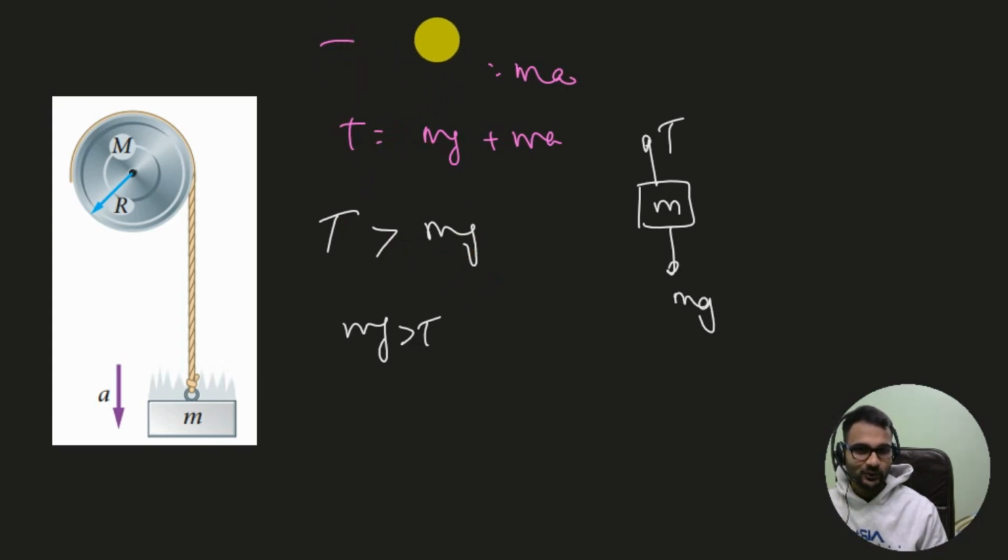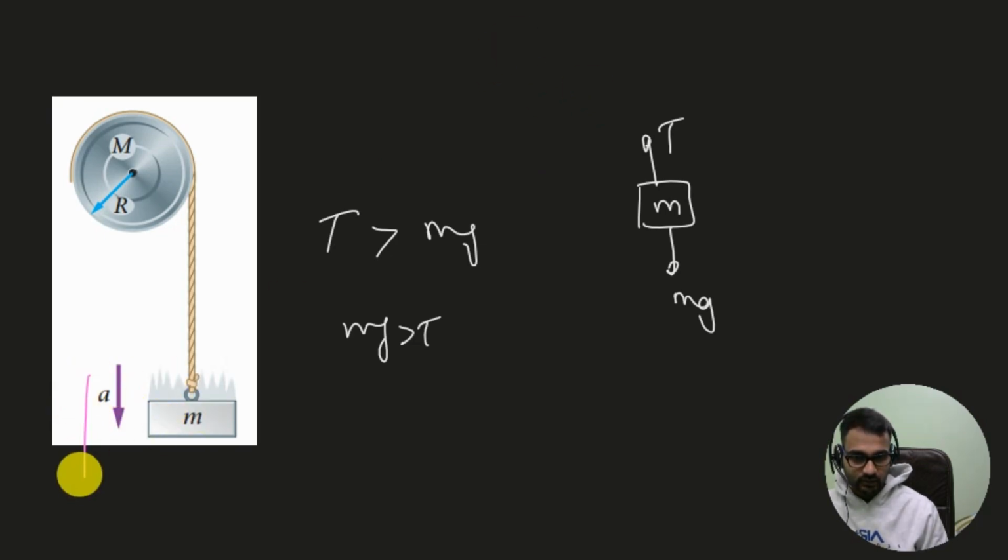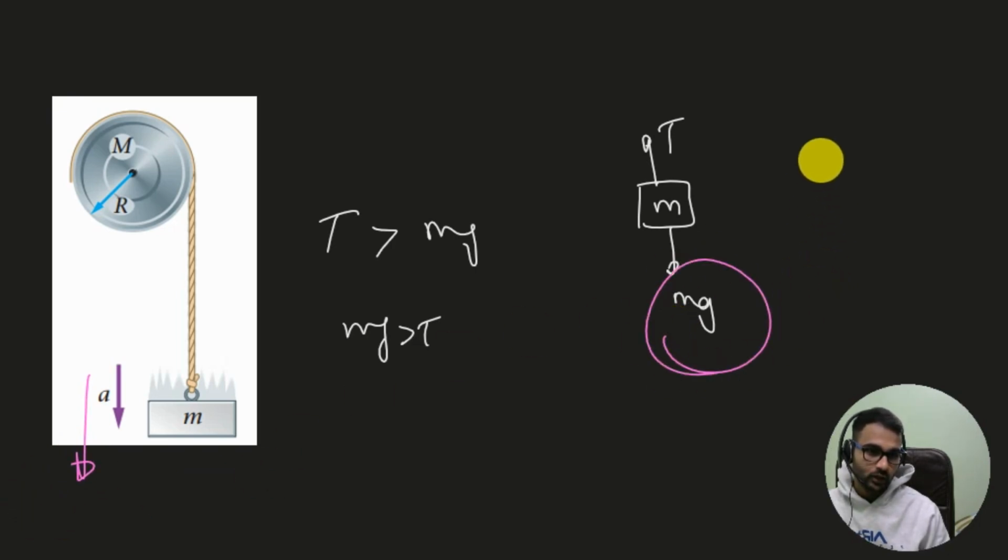Don't always use formulas. Here the object is moving, this block is accelerating in the downward direction. This force has to be more, then only the block can move downwards. Otherwise how can it move downwards if this tension force is greater? This would be the correct.